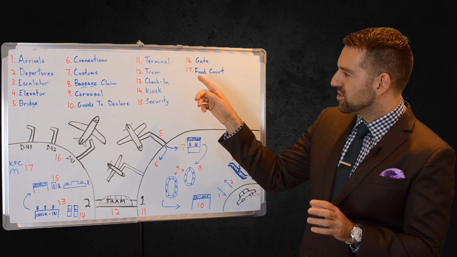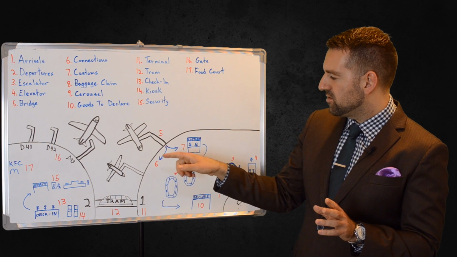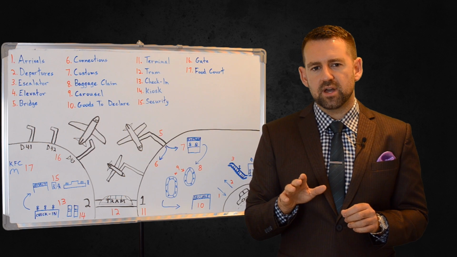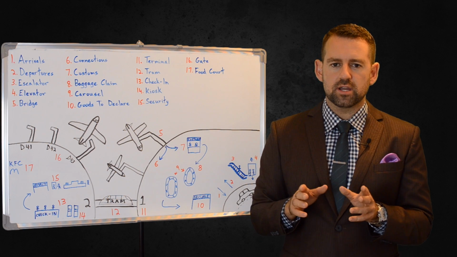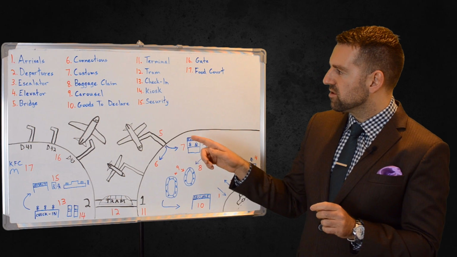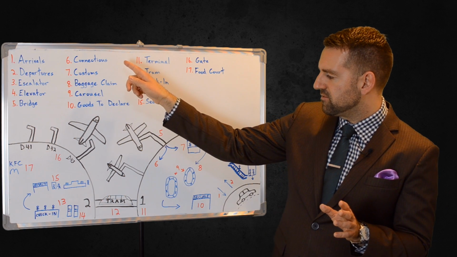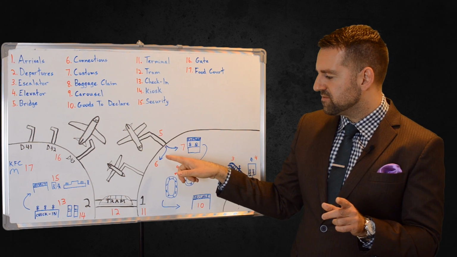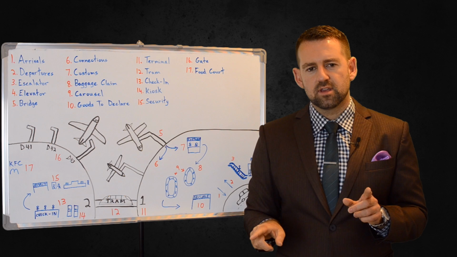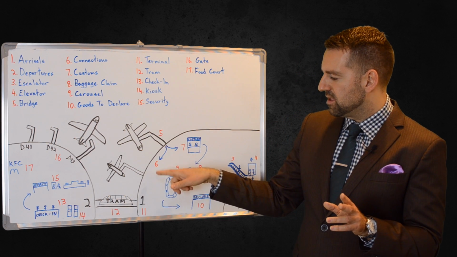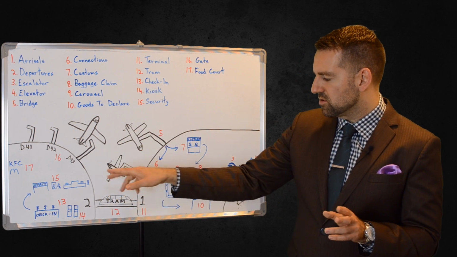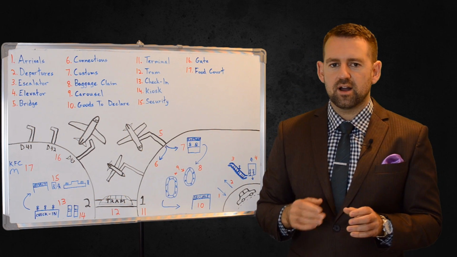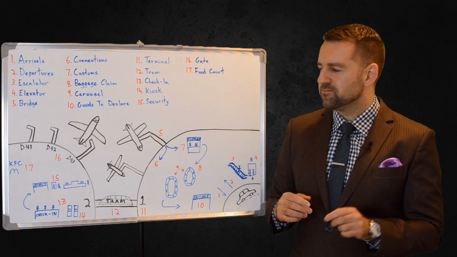So the next word is tram. Now, usually between terminals, you can take a tram. A tram is a small train. So sometimes if you have to make a connection in a city, you'll probably have to change terminals. And then you need to look for a sign that might say tram or your terminal number, and then you take the tram over to your terminal. I like taking trams. They're kind of fun.